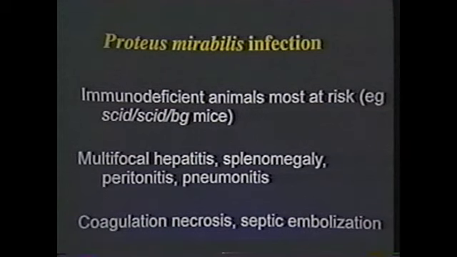And just to emphasize that immunodeficient animals are most at risk. In this case, they were SCID beige mice that were affected. And the lesions seen were multifocal hepatitis, splenomegaly, peritonitis, and pneumonitis. And again, just to emphasize that coagulation necrosis and septic embolization were striking features of this infection.